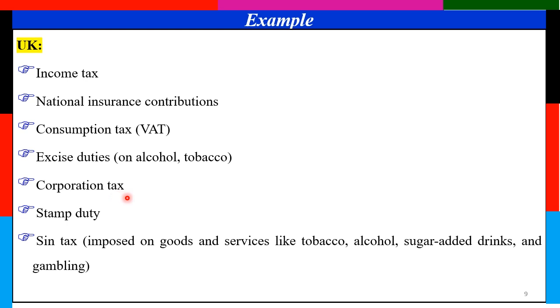Commercial bank. Stamp duty for different taxes that is imposed on different documents. Again, sales tax, similar to that of the sales tax. So those are an example of source of the tax or type of the tax that is imposed in the United Kingdom.